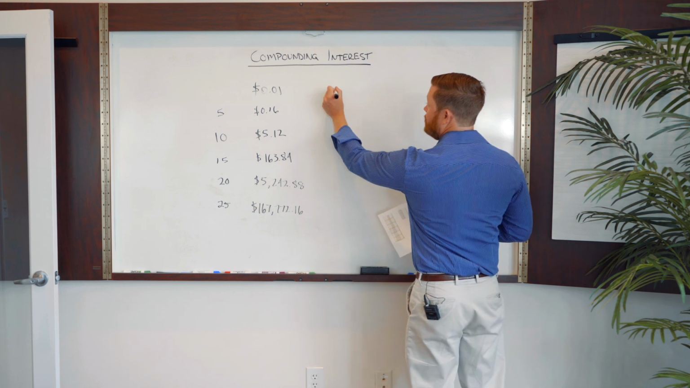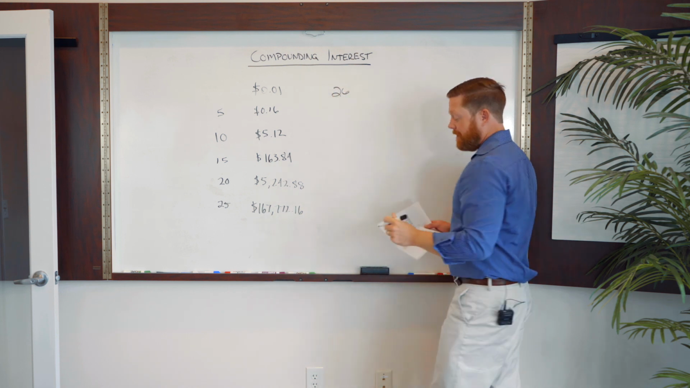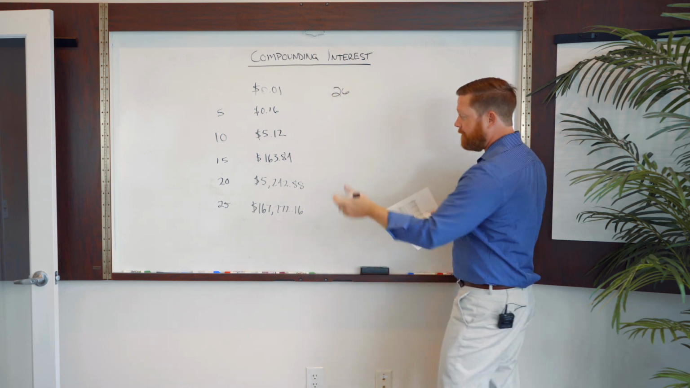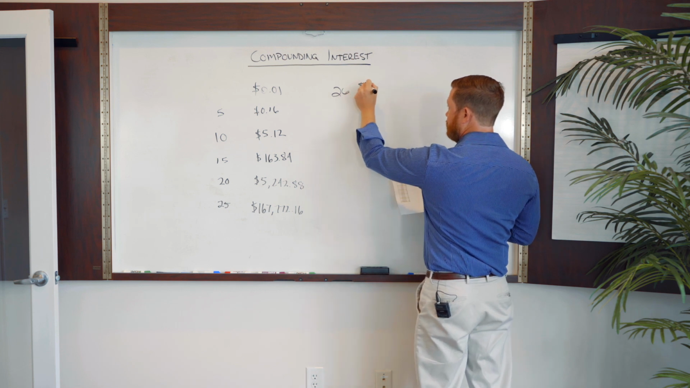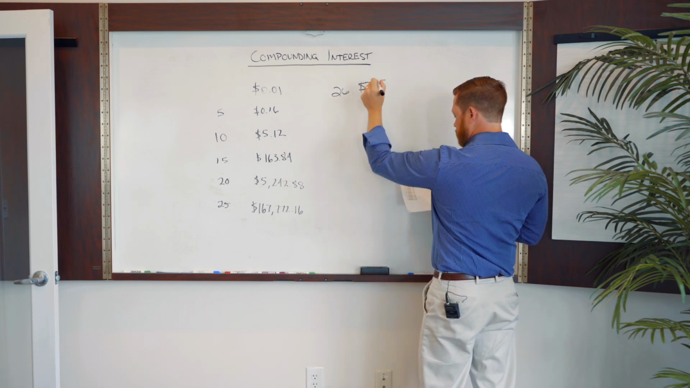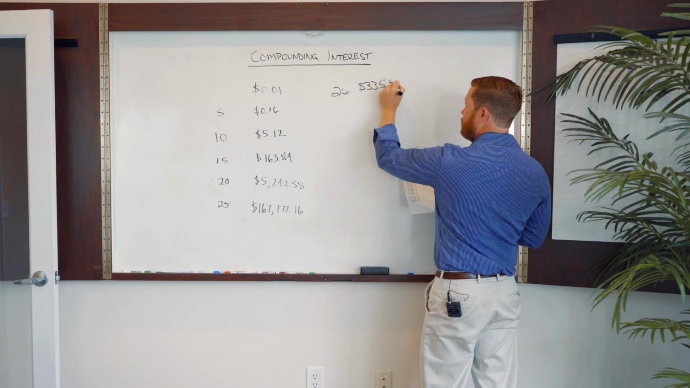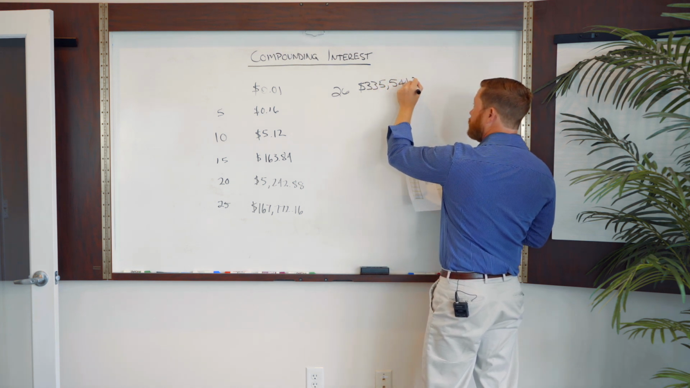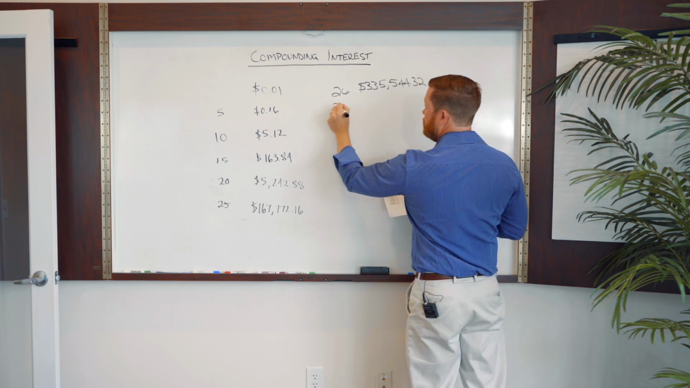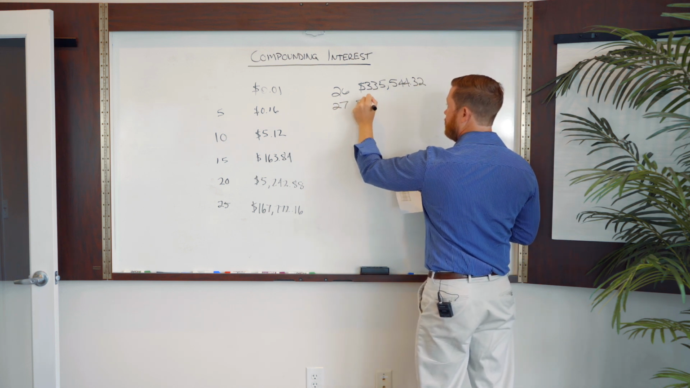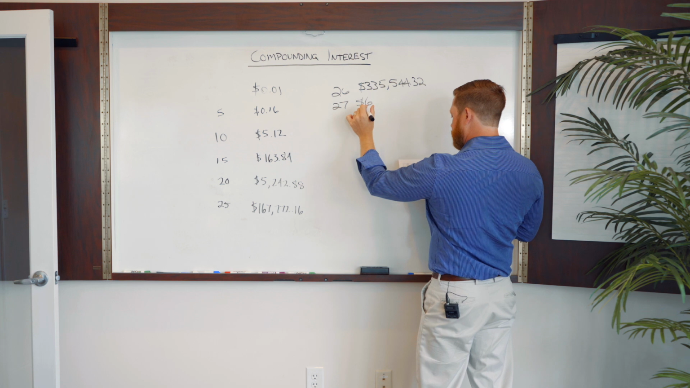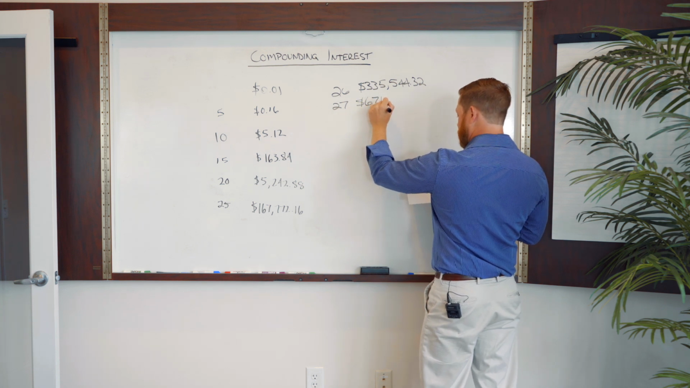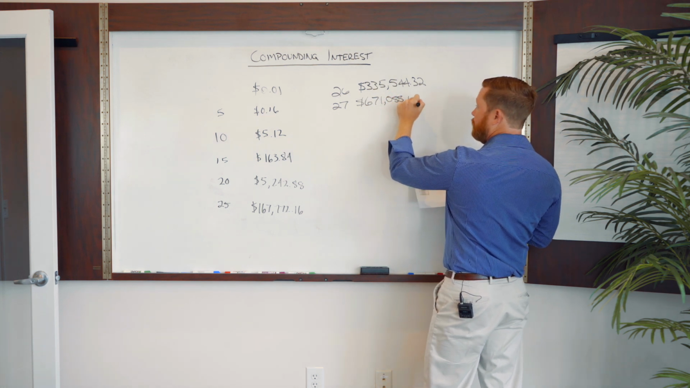So we're going to come over here to day 26, and we've got $335,544.32. Day 27, $671,088.64.